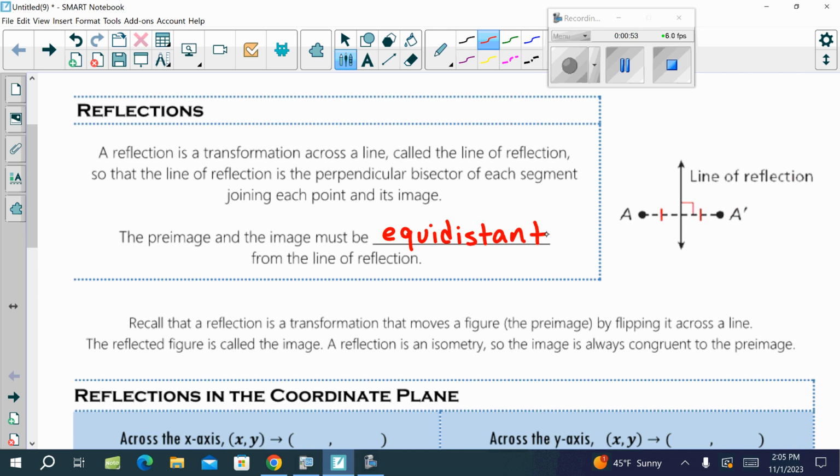Okay, so if you look at that picture on the right, we have point A. We reflect it over the line to get A prime. The distance from A to the line has to be the same from A prime to the line. So they have to be equidistant from the line of reflection. Okay?